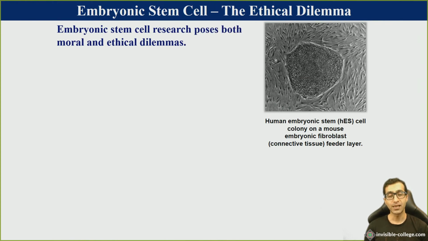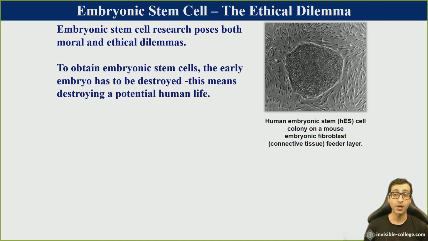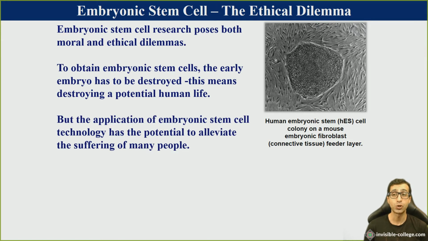Now, obviously, one of the major sources of controversy over the use of stem cells is the ethics of these kinds of applications. There are many moral and ethical dilemmas posed by this type of technology. For example, to obtain embryonic stem cells, the early embryo has to be destroyed, and of course this means destroying a potential human life.